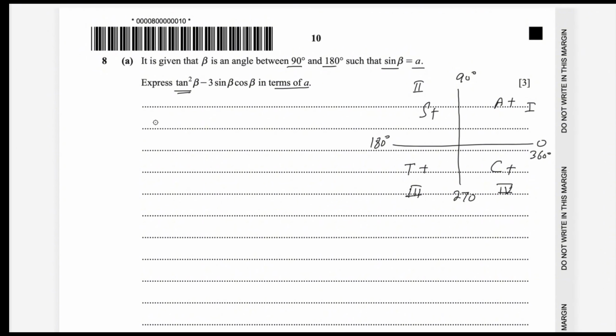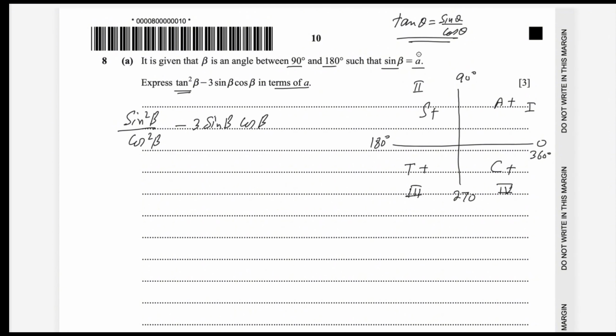You know the formula of tan square: it will be sine square over cosine square beta. This is the formula for tan theta equals sine theta over cosine theta. This is the basic formula you should memorize. If it is a square, it will be sine square over cosine square. So we can write here sine square beta over cosine square beta minus 3 sine beta cosine beta.